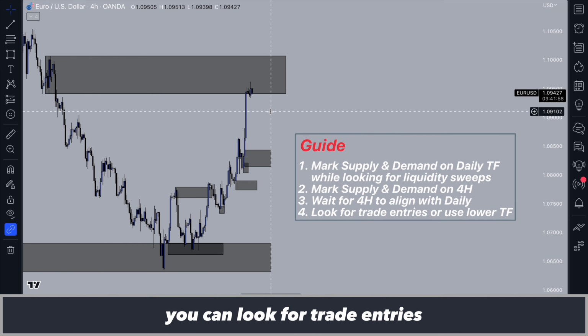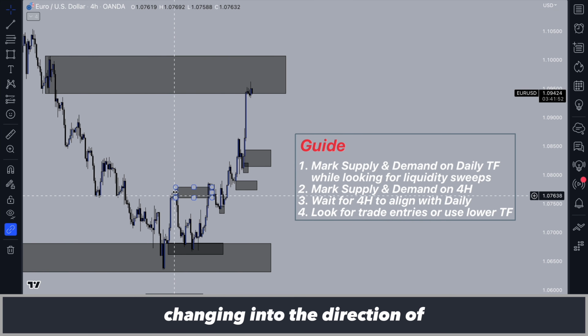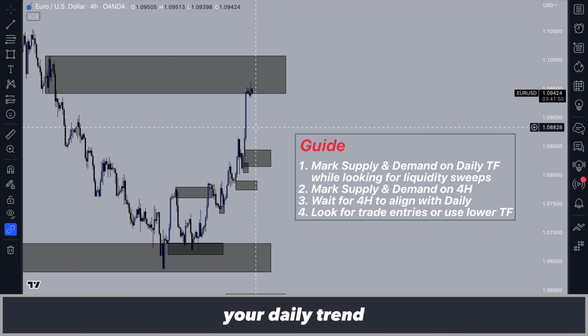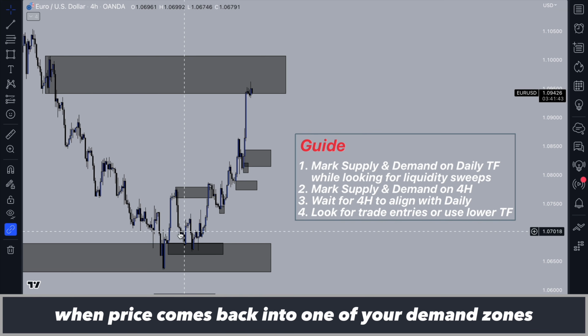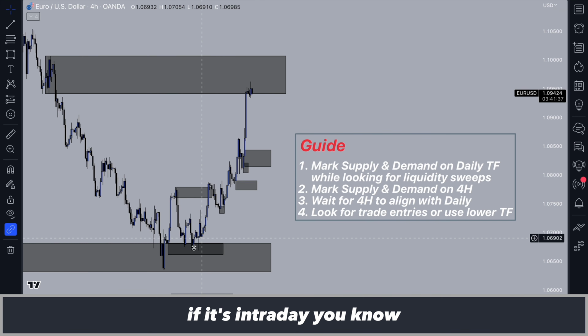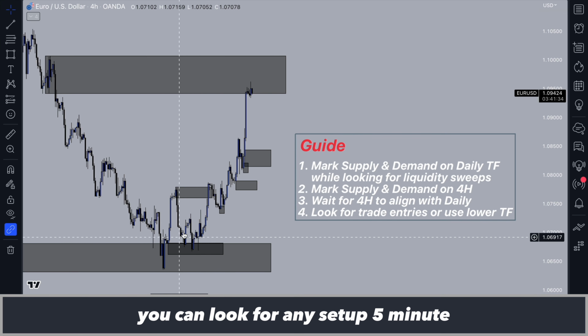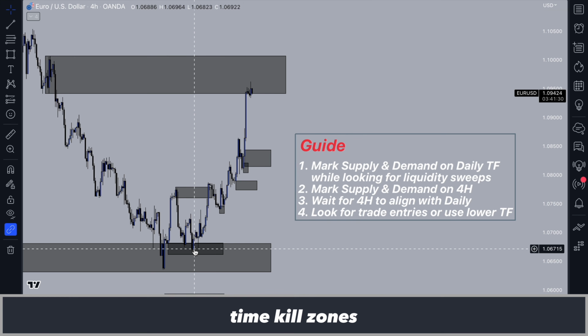You can look for trade entries on this lower time frame. For example, when you get price changing character into the direction of your daily trend, you can look for trade entries, or you can go to a low time frame when price comes back into one of your demand zones or supply zones on the 4-hour, and look for your entry there. If it's intraday, you can look for any setup, 5-minute change of character, whatever you want within your zone, and maybe use time kill zones, ICT's kill zones, if you want to only trade during certain times.